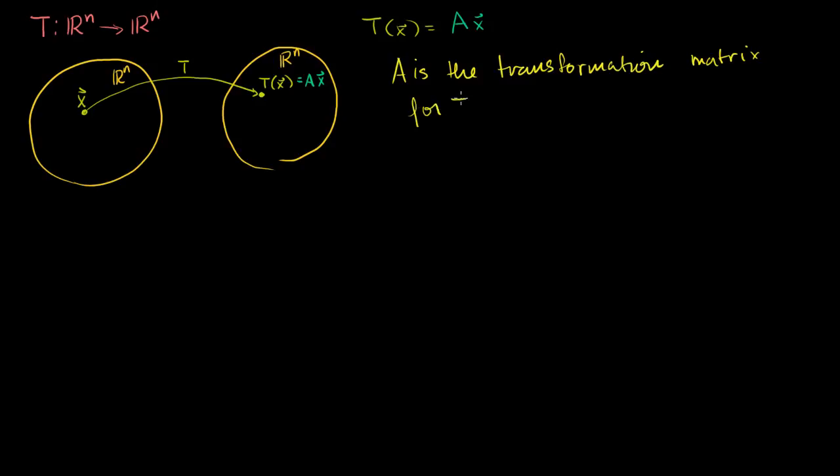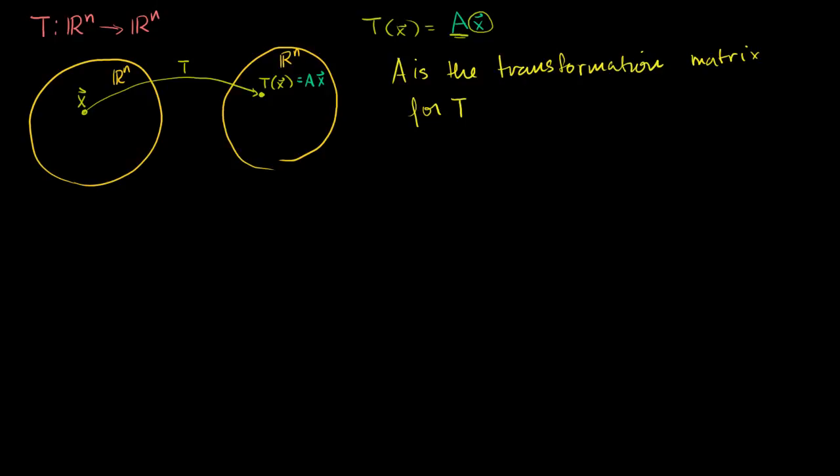Now, in the last couple of videos, we've learned that the same vector can be represented in different ways. It can be represented in different coordinate systems. And when I just write the vector x like that, we just assume that it's being represented in standard coordinates, or it's being represented with respect to the standard basis. So let's be a little bit more particular. A is the transformation for T only when x is represented in standard coordinates, or only when x is written in coordinates with respect to the standard basis.